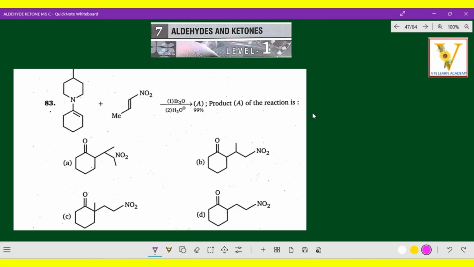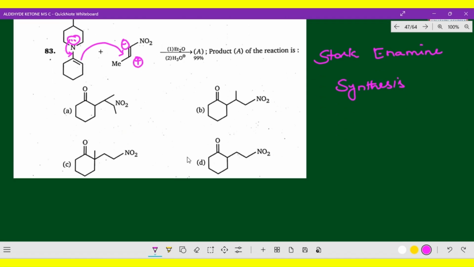What do we say? It's a Stork enamine synthesis. Right. Okay. Now, what happened in this reaction? Generally, here the lone pair of electrons are available. So the lone pair of electrons is going to transfer to the next adjacent carbon. Right, now here what happened? The transfer of electrons, this bond transfers over here. Actually, this is a positive charge and this is a negative charge. So the reaction comes like this.